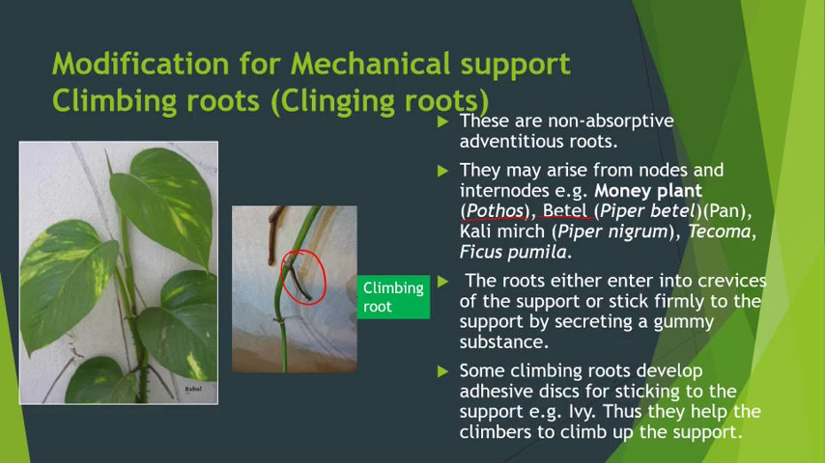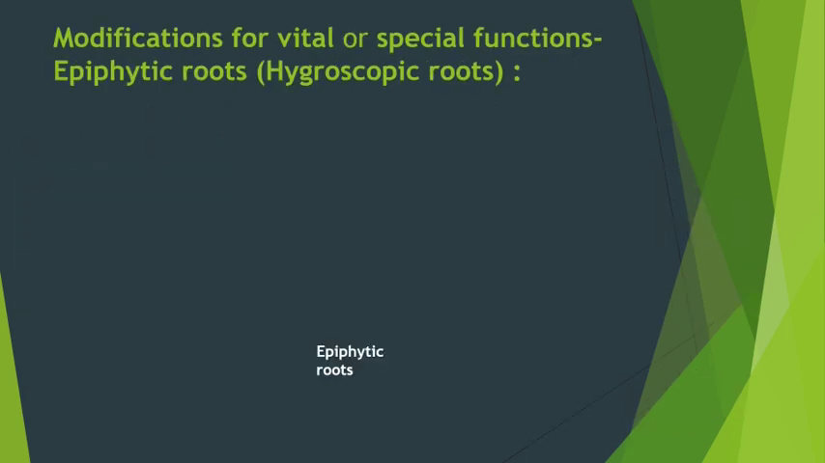And in case of ivy, they produce an adhesive disc, and with the help of the adhesive disc, a vacuum is created and the entire plant climbs on the support. So, climbing roots or clinging roots are present in pothos, Piper betle, kali mirchi, Piper nigrum, kali miri we call it, and even in ivy. So, modification for mechanical support.